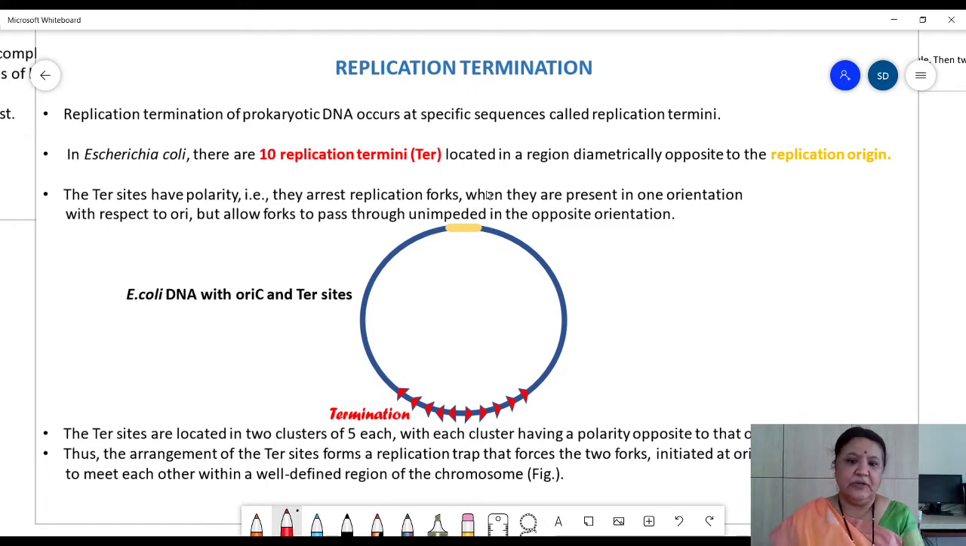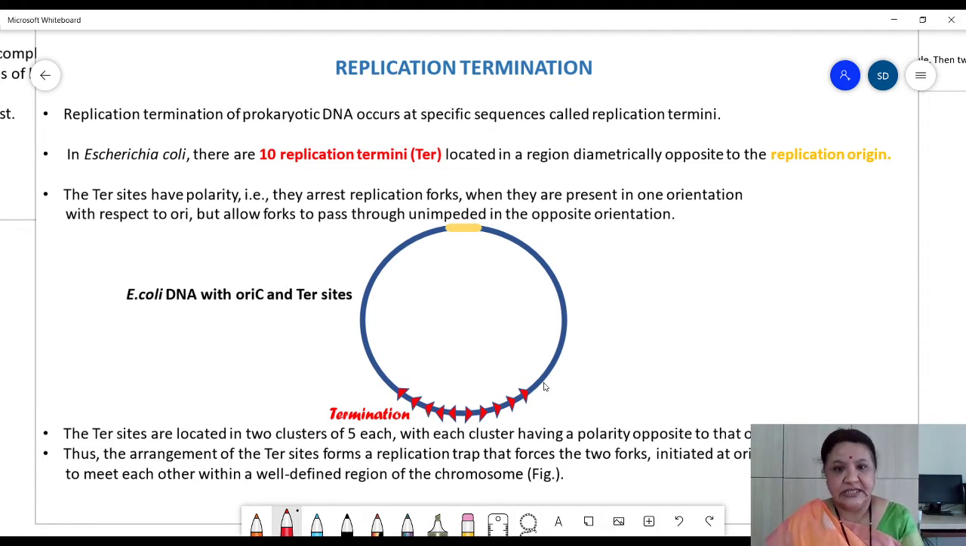These are the sites where replication termination actually occurs, and they are located diagonally opposite to the origin of replication. So in E. coli, if this is the origin of replication, that is oriC, and if replication starts over here, it will stop at the opposite end, on the diagonally opposite side that is present on the DNA molecule.